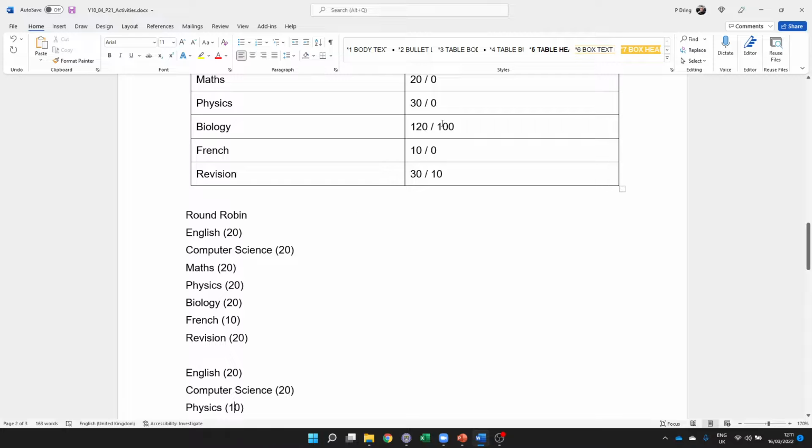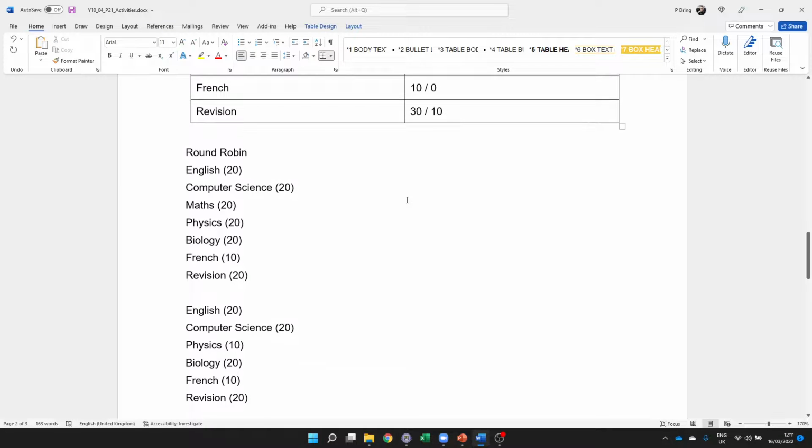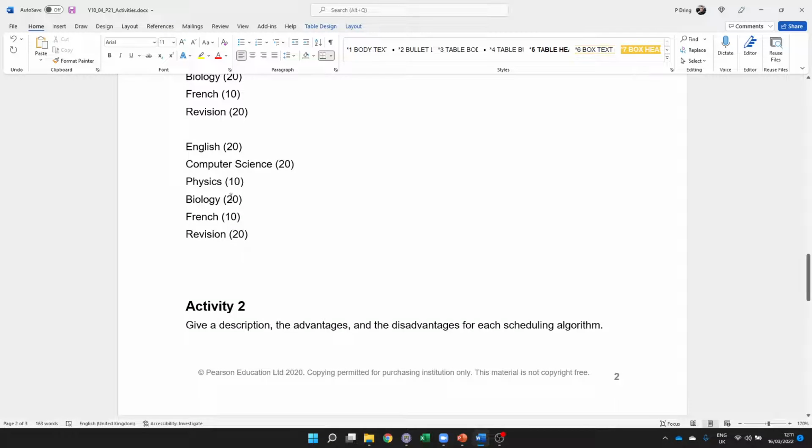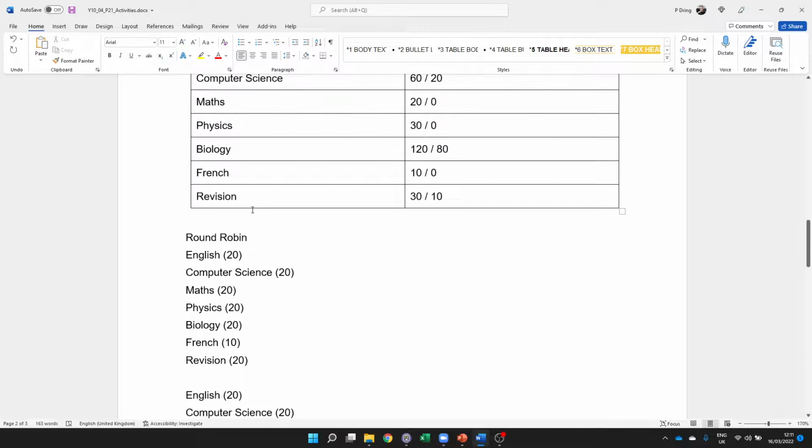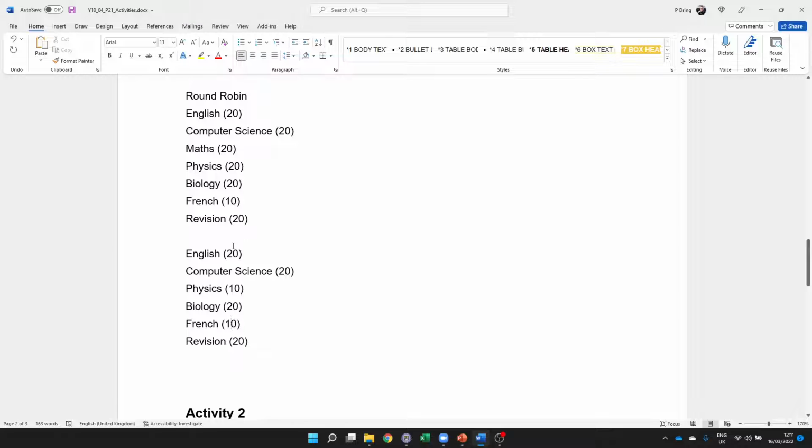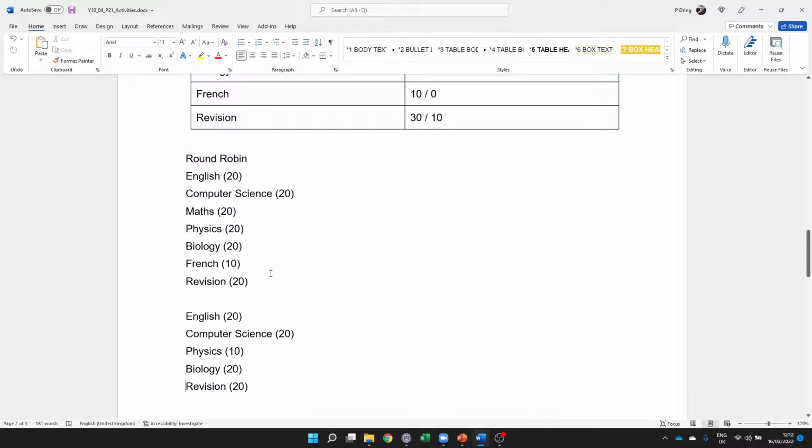Biology, ooh, plodding on away at that big beastie coursework, etc. I don't think we've got any French left, have we? Hooray! Don't have to do that. I've only got 10 minutes left of revision to do. So round robin does work. It's fair.